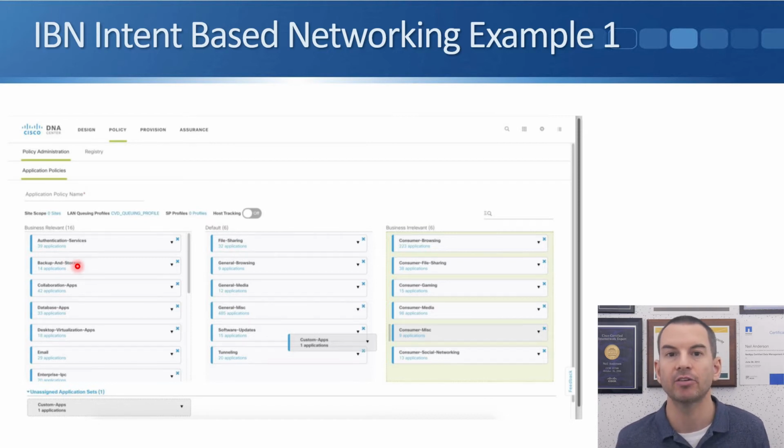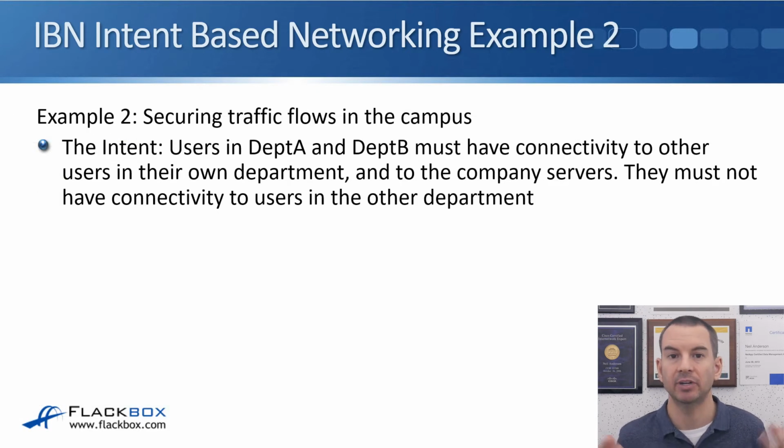So for example, voice and video are going to get put into the priority queue. Okay, so that was our first example. Looking at another example of policy. Here we want to secure traffic flows in the campus.